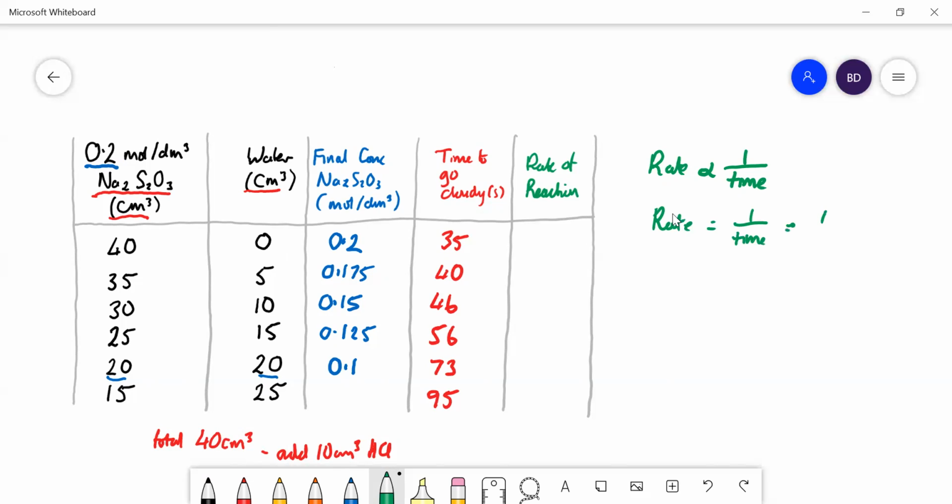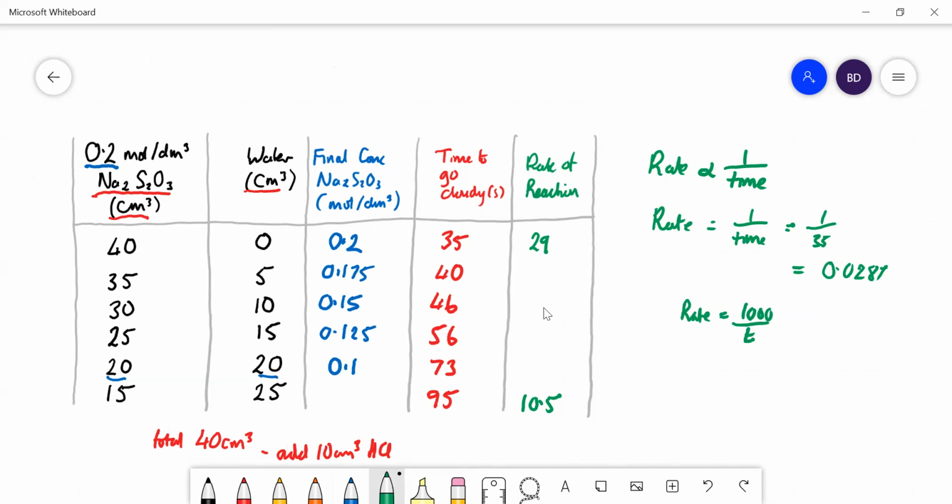So the first one would be 1 over 35. That's going to give us 0.0287. And what most people do, because that gives you lots of decimals, is say that rate is equal to 1,000 over time, and it just makes the numbers more manageable. So the rate of reaction there would be 28.5. Let's call that 29. This slowest one here would be 1,000 divided by 95. The rate for that one is 10.5. And then you could do it for all the other ones. That's how you work out the rate of reaction.